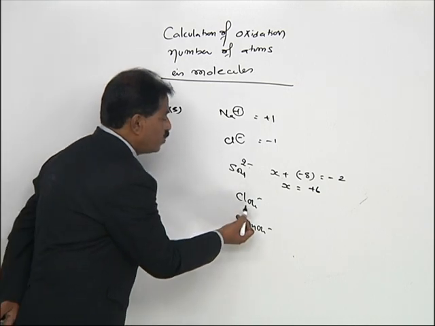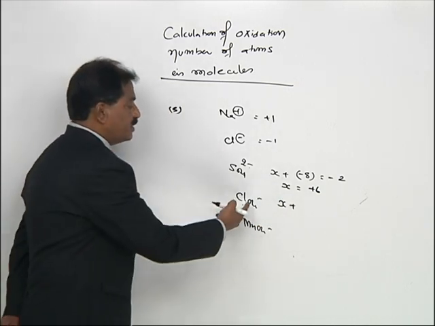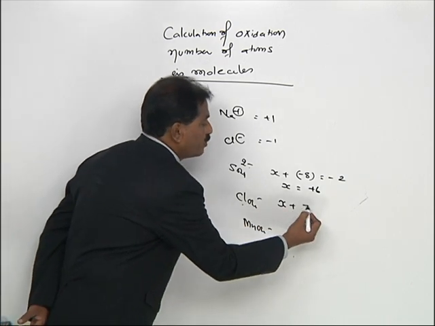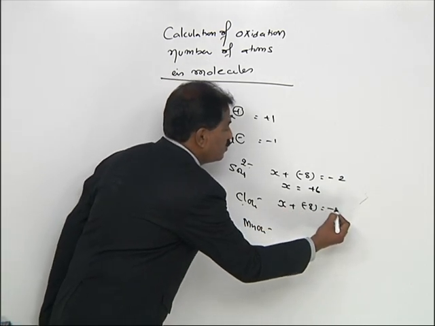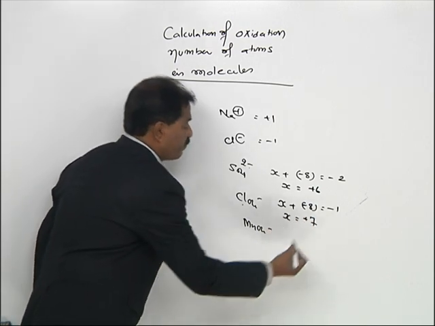Similarly, for chlorine, we can find out. Say chlorine oxidation state is X. Next, for each oxygen -2. So, therefore, X plus -8 is equal to -1. Therefore, X is equal to +7.